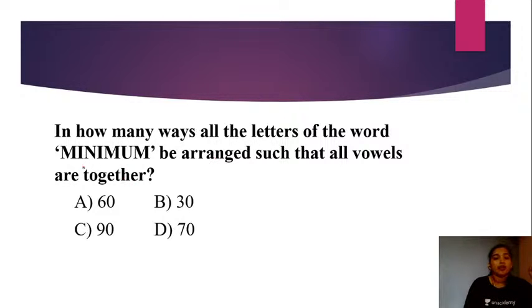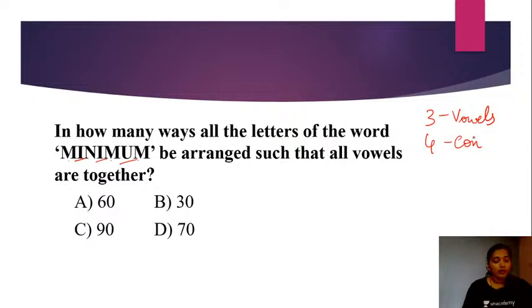Now look at the word. What are the vowels that we are given here? You have I, which is repeated twice, and the letter U. So we have 3 vowels here. Am I correct? What about the number of consonants? How many consonants do we have? You have M, N, M, M, right? So there are 4 consonants where the letter M is repeated 3 times.